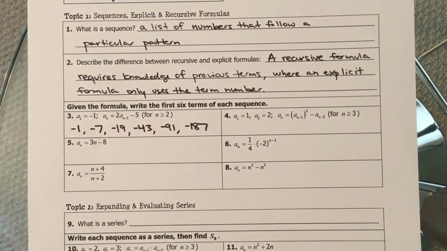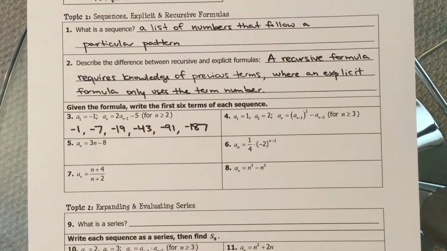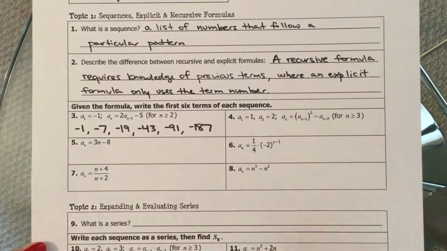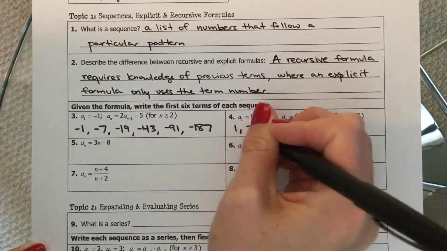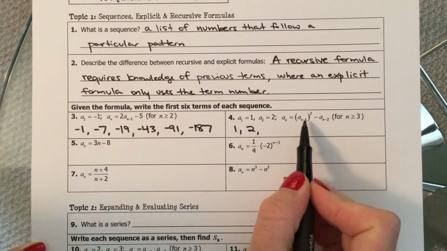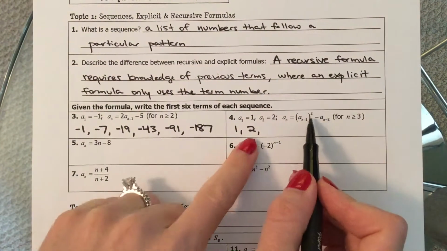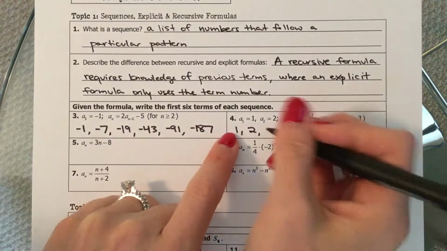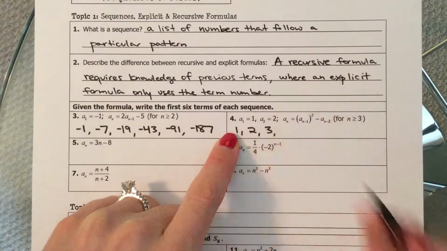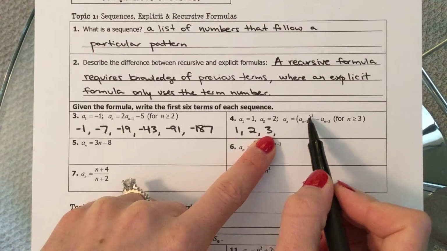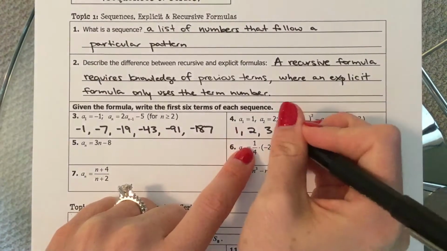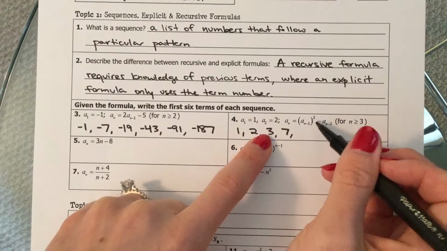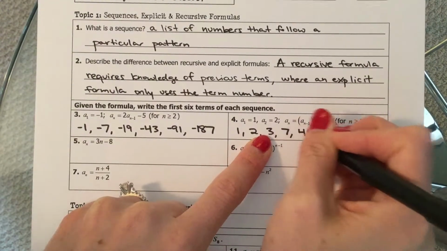Number 4, we have the first 2 terms, and then you can see that it's got a combination of the one before and then 2 terms before. So first 2 terms are just 1 and 2, and then we follow this formula. So this is the one before squared, so 2 squared minus 1. So 2 squared is 4, minus 1 would be 3. And then 3 squared is 9, minus 2 would be 7. 7 squared is 49, minus 3 would be 46.